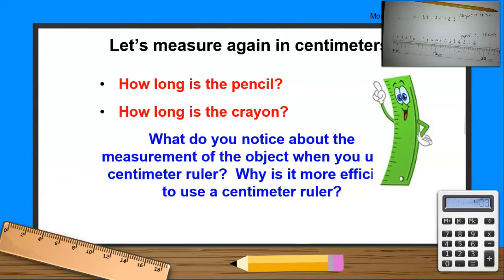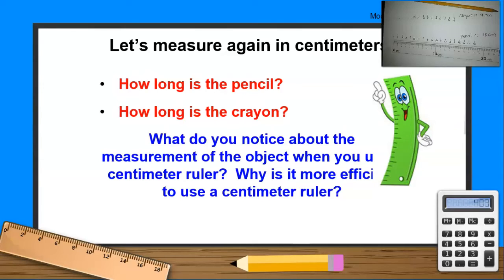I told you to really think about this question. It's, what do you notice about the measurement of the object when you use a centimeter ruler? Are you ready? What did you notice? I'm going to hear some answers. Yes, that the measurements for each object are the same, even if the ruler looks different. And what's the same about all the rulers? Boys and girls, all the rulers have centimeters, and the centimeters are all the same size.